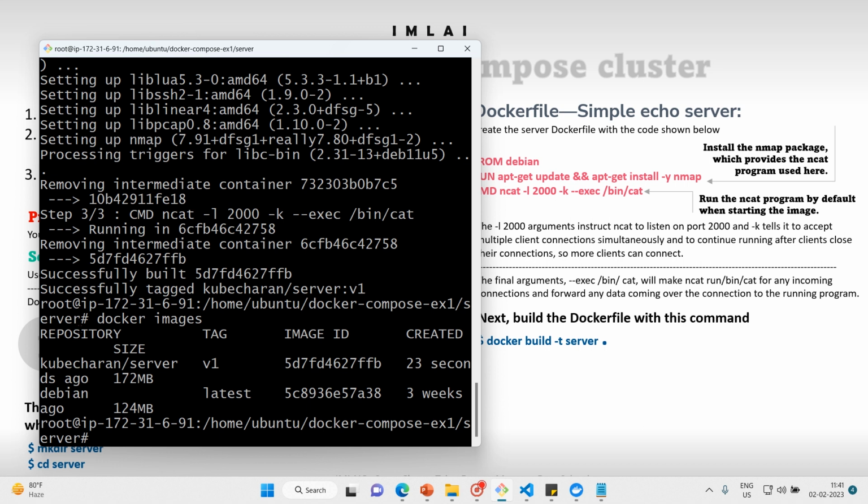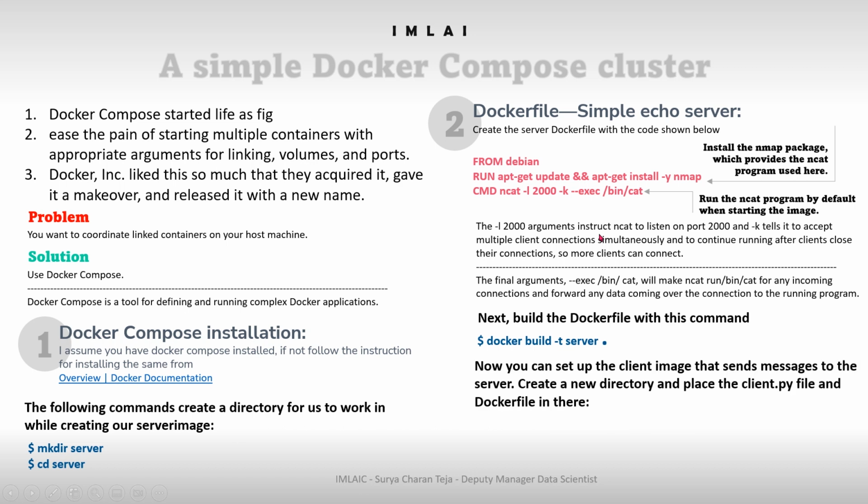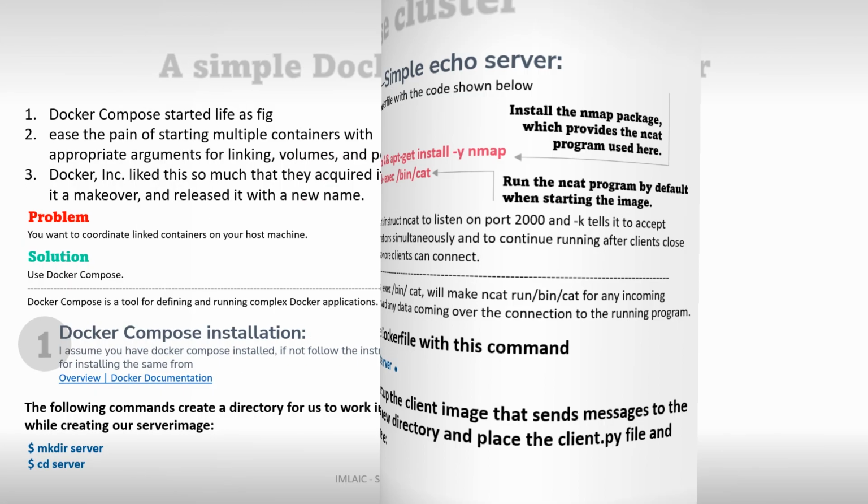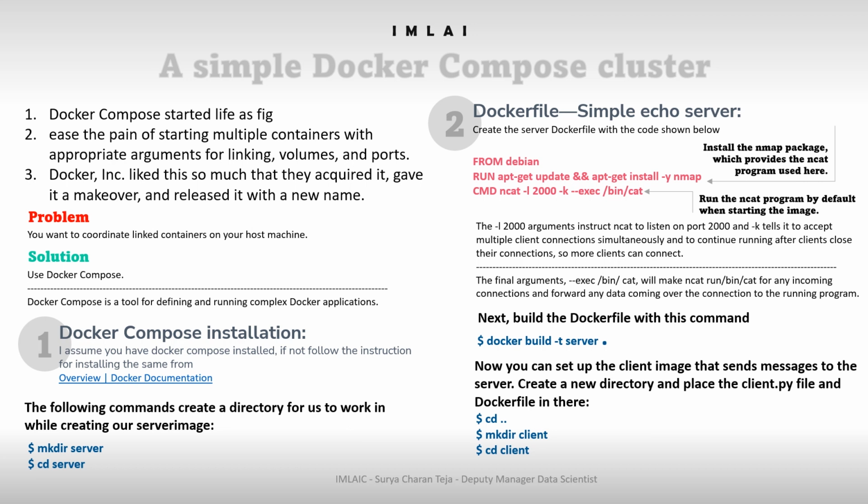So here you can see that kubectl server, that's it. So now let's get into the slide again. Now you can set up the client image, that's done. Next, it's time to work on the client side. So the server is done, the one which services our application, that image has been built.